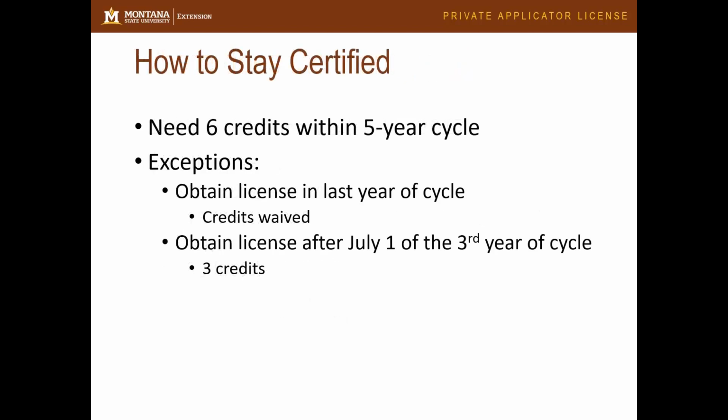To stay certified, you need to obtain 6 pesticide education credits within the 5-year cycle. This is equivalent to 6 hours of education. There are 2 exceptions to this. If you become certified in the last year of the recertification cycle, you do not need to get any pesticide education credits. If you were recertified after July 1st of the third year of the cycle, you only need to obtain 3 pesticide education credits by the end of the recertification cycle.